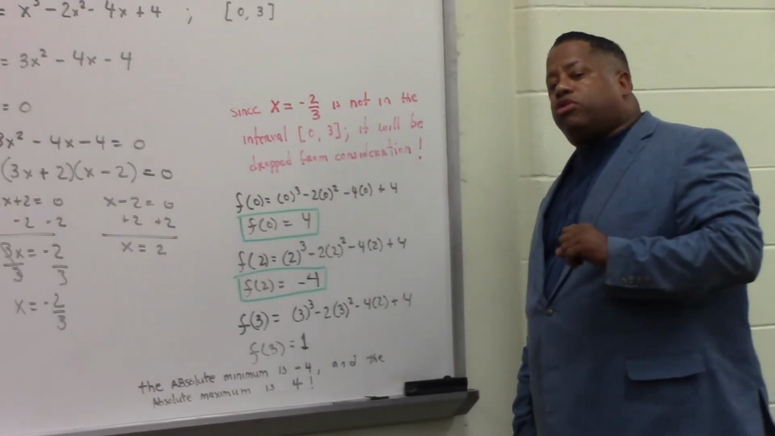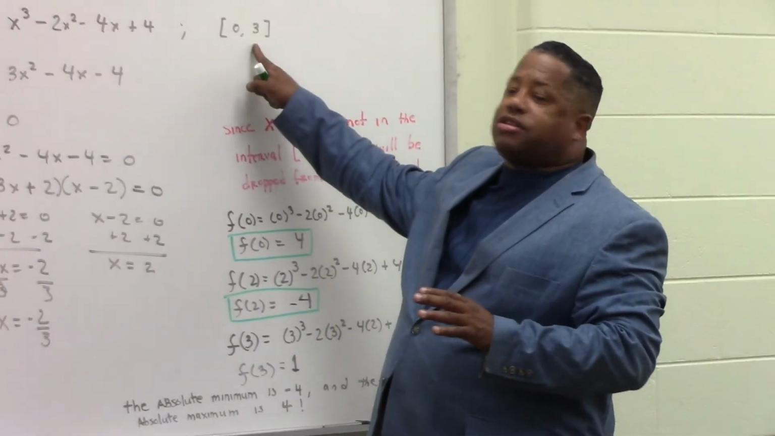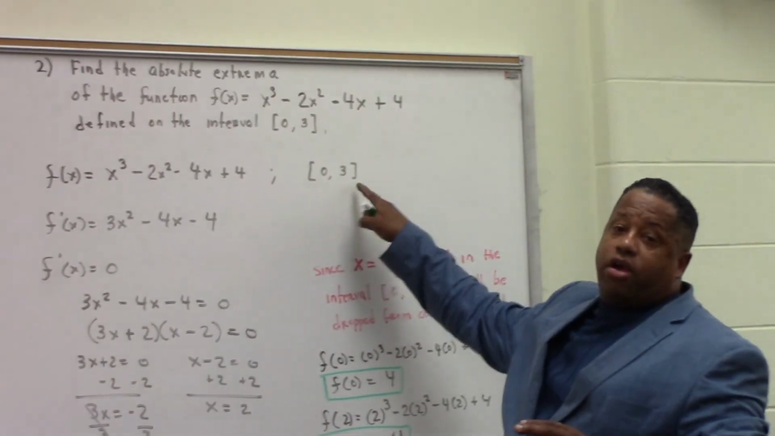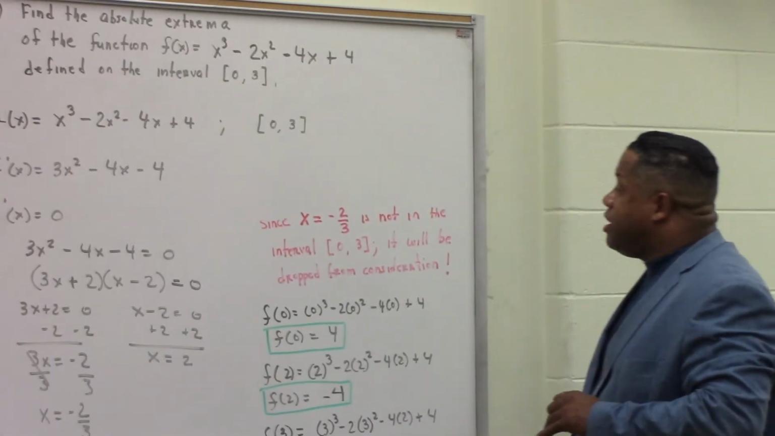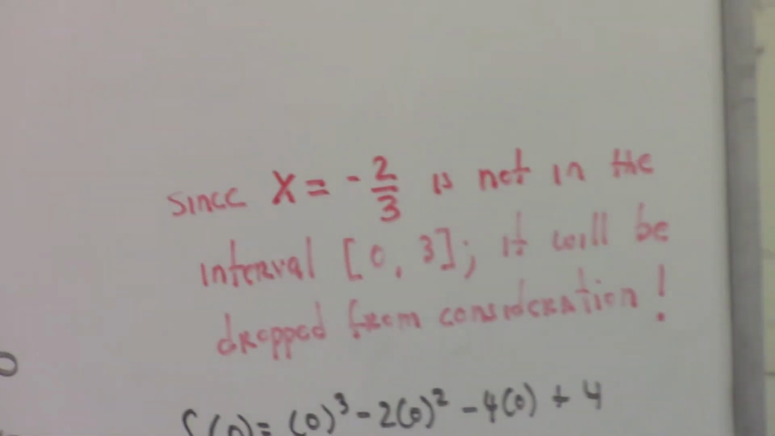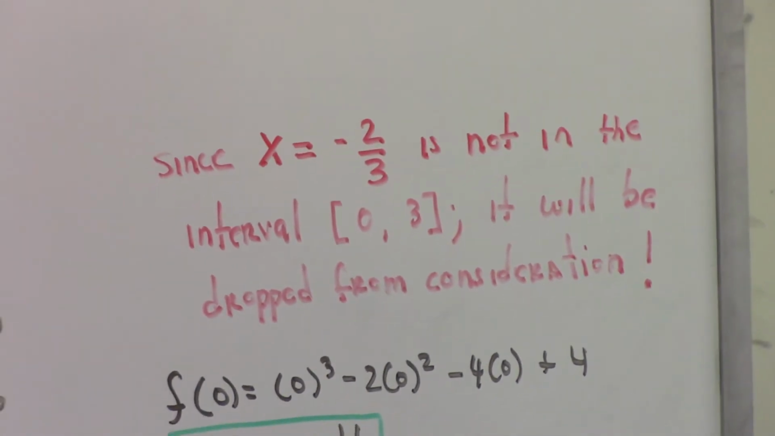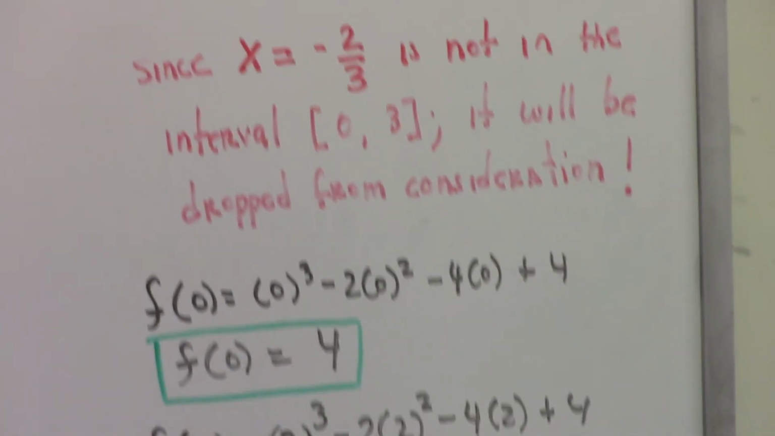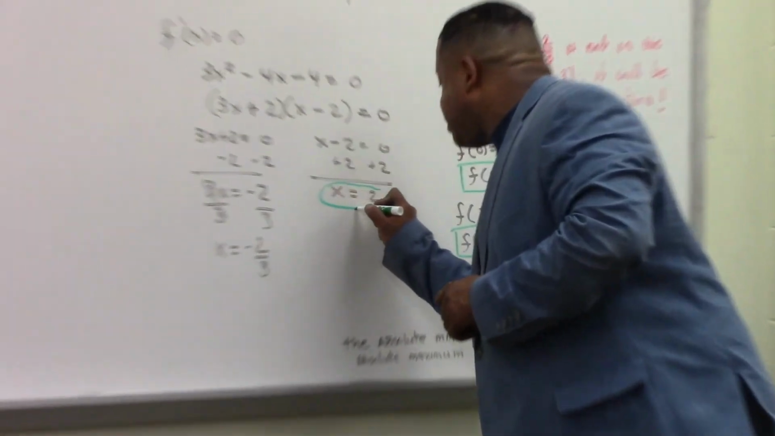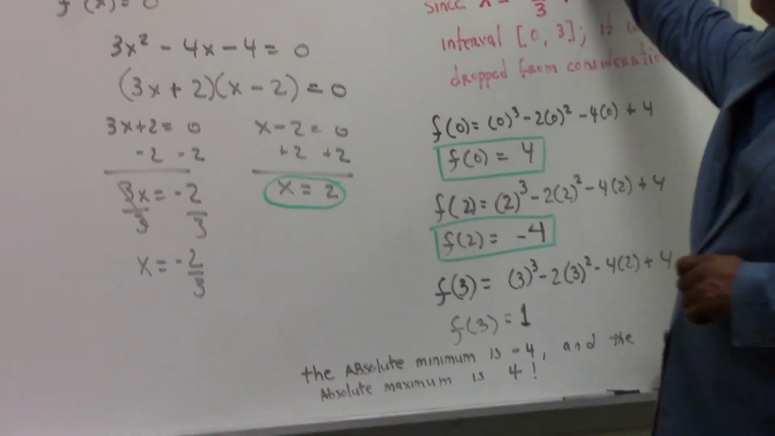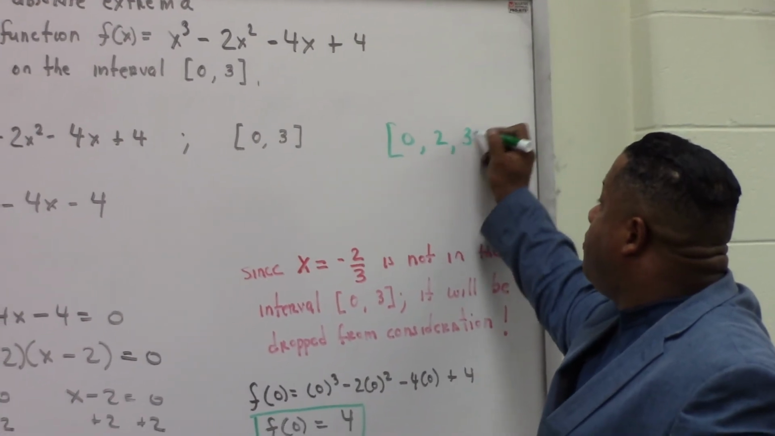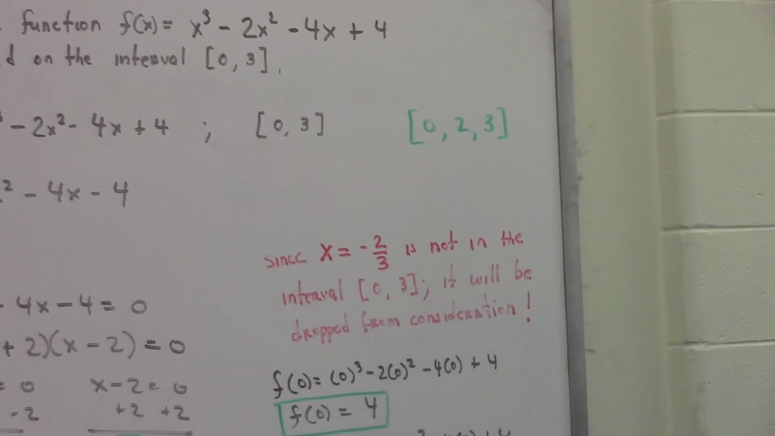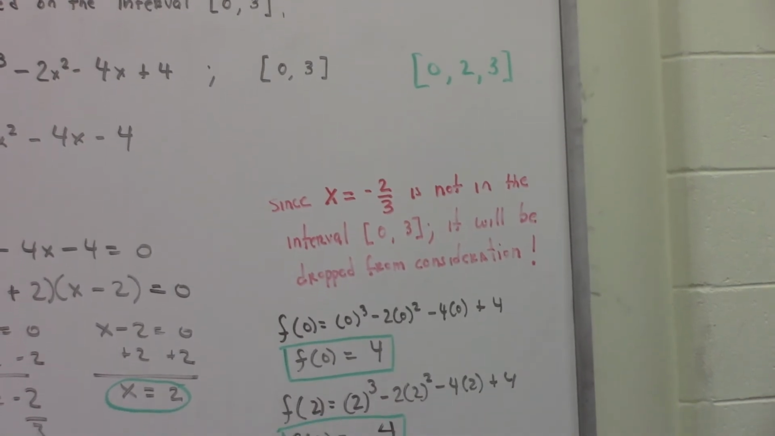So now, here's what I was talking about earlier. X is equal to negative 2/3 is not within the interval guidelines of this interval here. It's 0 and 3. So that's below 0. So negative 2/3 is not within the interval, and it will be dropped from consideration of this problem. So we'll continue on using this critical point, which is x is equal to 2. We'll use 0, we'll use 2, and we'll also use 3 in this case for the calculation of the absolute minimum and maximum.